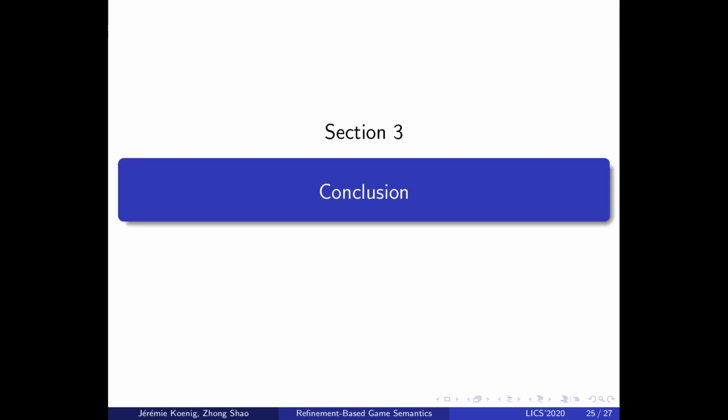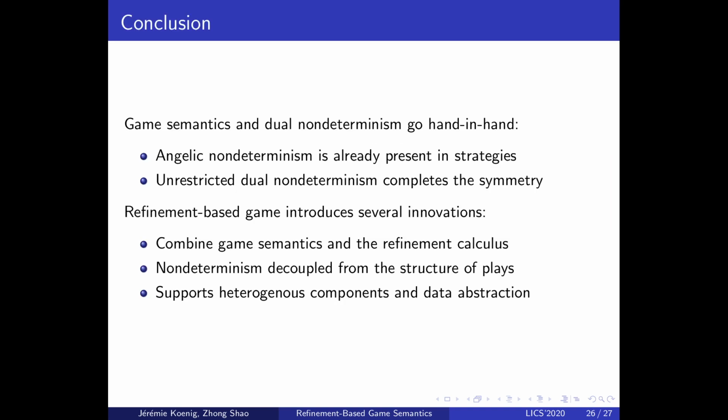So wrapping up, we've seen that game semantics and dual nondeterminism go hand in hand in a beautiful way, and that if we reinterpret traditional constructions with this lens, we can build very expressive models that can be used for large-scale verification. The model that I've described, built on these principles, introduces several innovations.